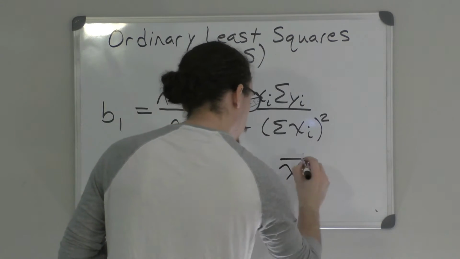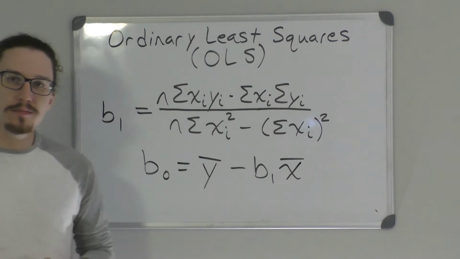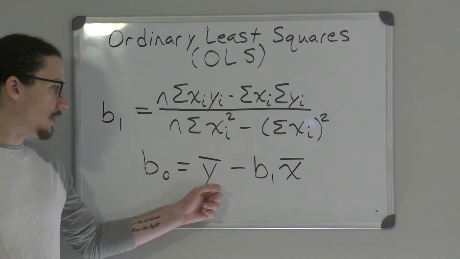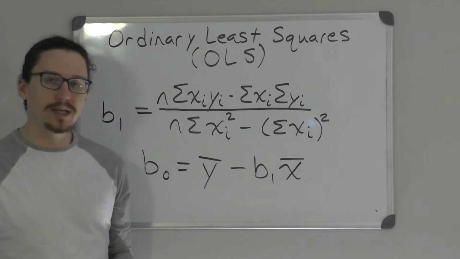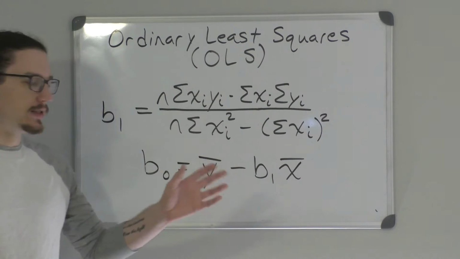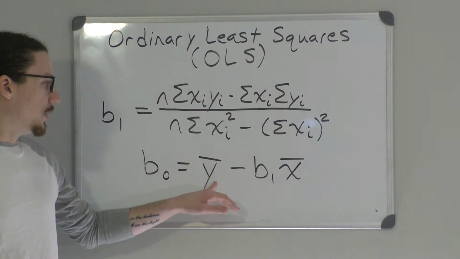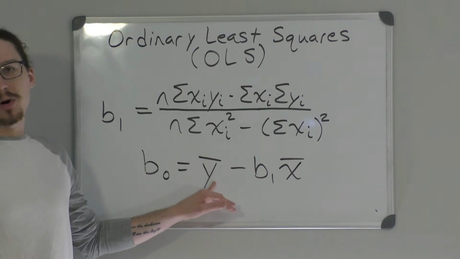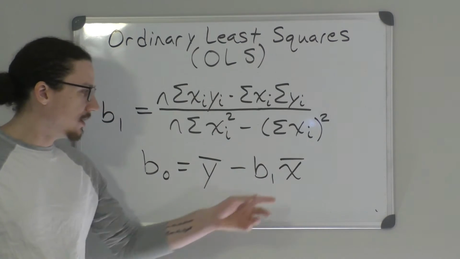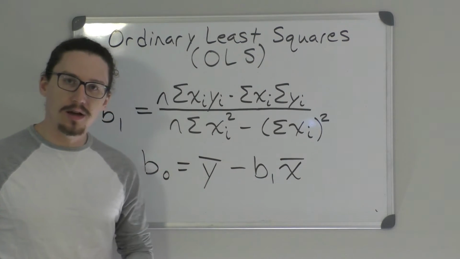And B0 is a little bit easier to calculate. B naught equals y bar minus b1 times x bar. If we've forgotten from chapter 4 and Stats 1, where we went over the means, whenever we have that bar, that's a mean. So y bar is the mean of y, x bar is the mean of x.